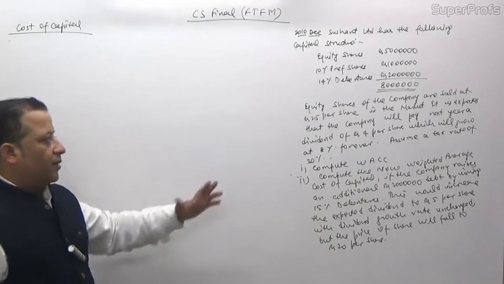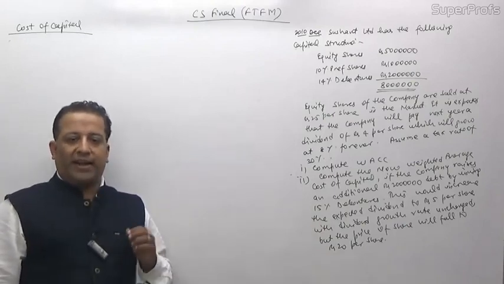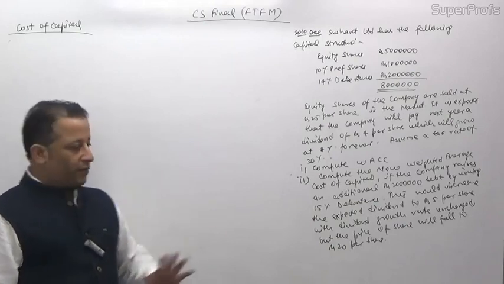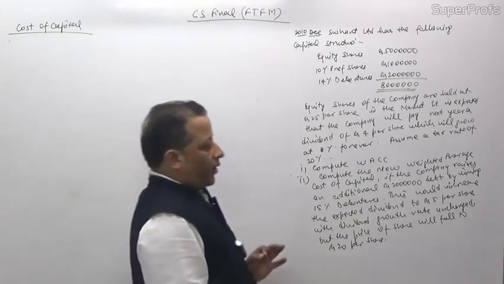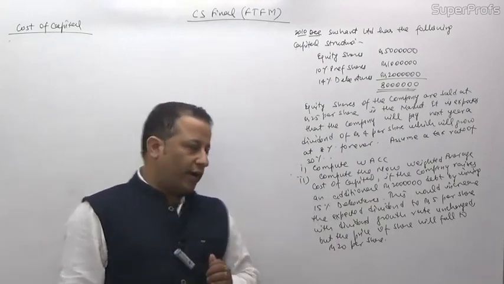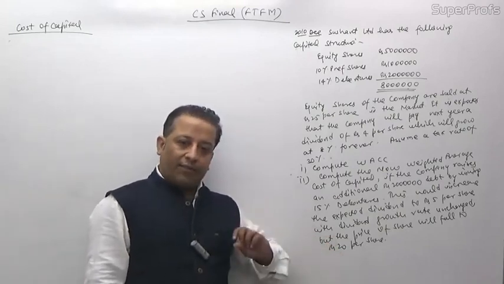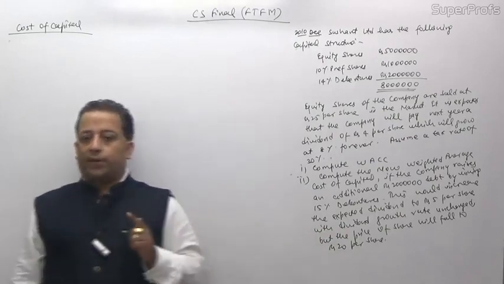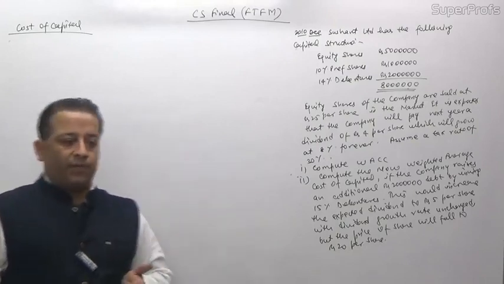So in the second part of the question, if the company wants to borrow rupees 20 lakh at the rate of 15% per annum for its expansion or for any other reason, the next expected dividend will increase from rupees 4 to rupees 5 per share, and the growth rate will remain the same, but at the same time the market price of the share falls from 25 to 20 per share.